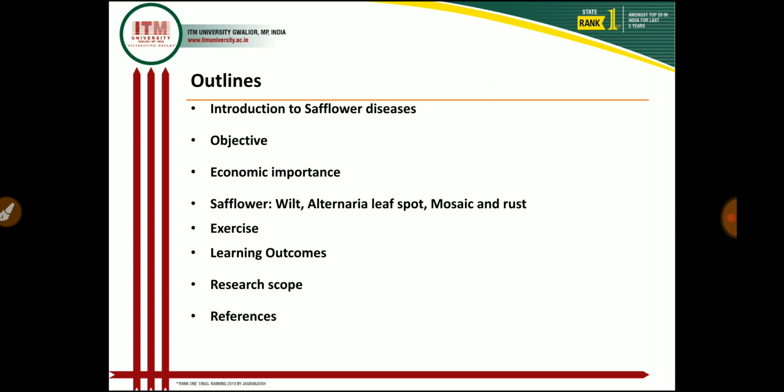First is the introduction to safflower diseases, in which I explain the different economic importance of the crop, and how many diseases I cover in today's lecture. Then why we study these diseases in the safflower crop, the objective of today's lecture, and the economic importance. In today's lecture I cover only 4 diseases: wilt of safflower crop, Alternaria leaf spot, mosaic, and safflower rust. After completion of the diseases I will give one exercise.